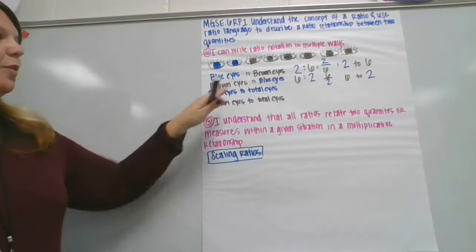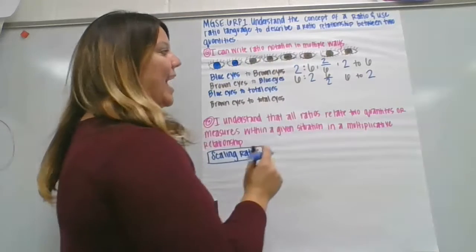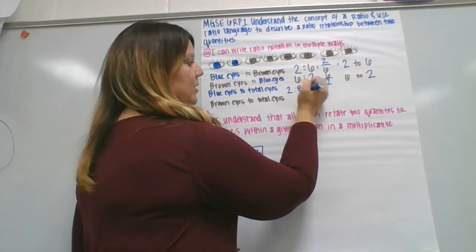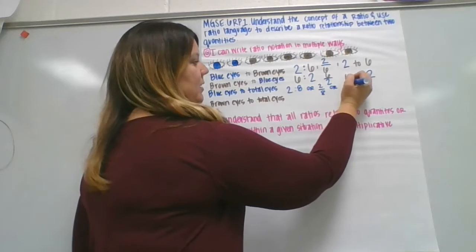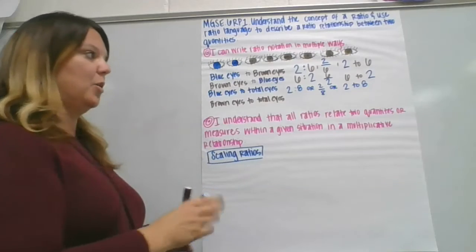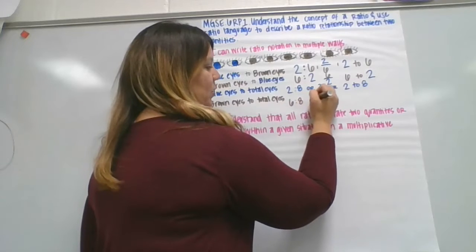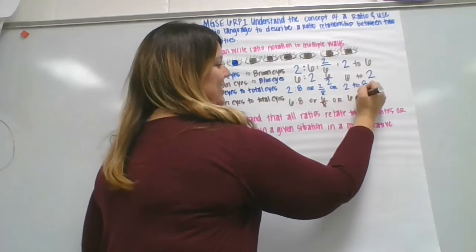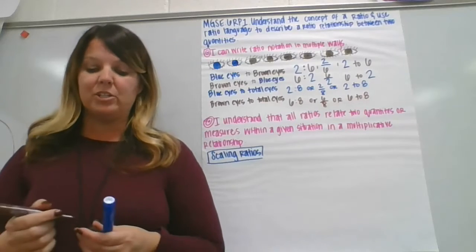Now, you can also have a ratio out of the total. So you could say blue eyes to the total number of eyes, which would be 2 out of, there are 8. So blue eyes to total eyes would be 2 to 8, in any of the three forms. And finally, brown eyes to the total number of eyes would be 6 to 8, in any of the three forms.